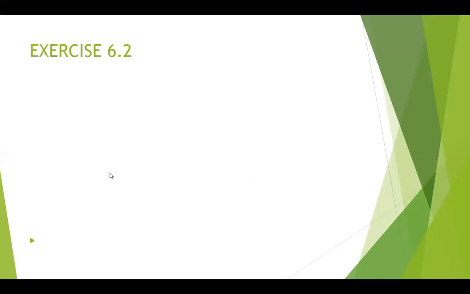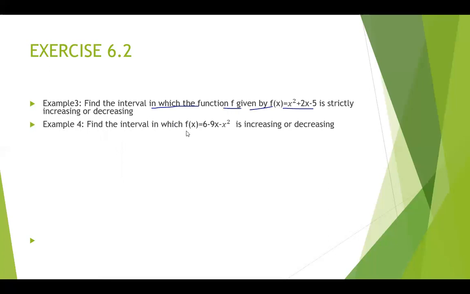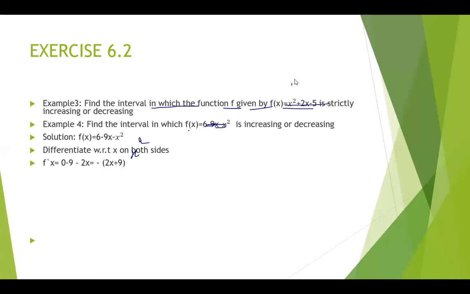Okay. Now I consider one more example. Find the interval in which the function f given by f of x is x square plus 2x minus 5 is strictly increasing or decreasing. So as usual, we consider the function, okay, 6 minus 9x minus x square is the function. Then we'll consider that function as it is, 6 minus 9x minus x square.